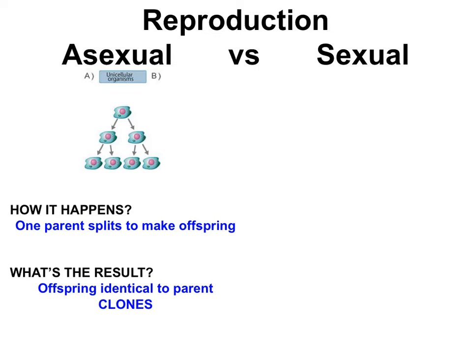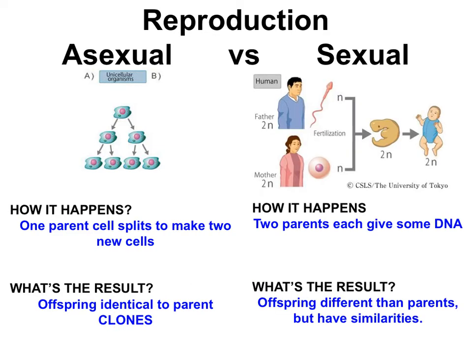So here's the deal with asexual reproduction. The offspring of the parents are all genetically identical to each other and to the parents. In other words, all the offspring are clones. Now, sexual reproduction is different.